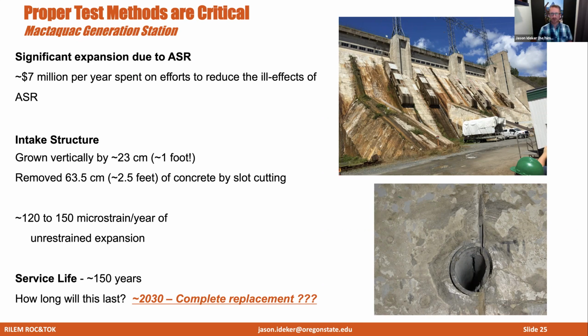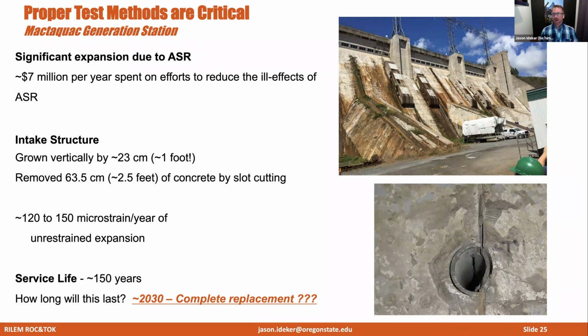They can't stop ASR from occurring in the dam, so they have to find options to try and deal with the expansion. The intake structure has grown vertically by about a foot over its lifespan due to ASR. This dam is restrained on either end by bedrock, and it's cast on bedrock as well. So the only place it can really move is to grow up or to expand inward and crush things like the penstocks that are carrying water from the head pond through the turbines to generate electricity and out to the rest of the river flowing out from the dam.